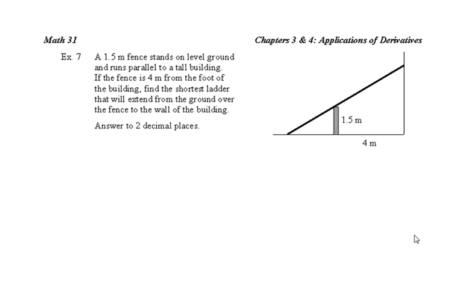A 1.5 meter fence stands on the ground and runs parallel to a tall building. If the fence is 4 meters from the foot of the building, find the shortest ladder that will extend from the ground over the fence to the wall of the building. Determine to 2 decimal places.